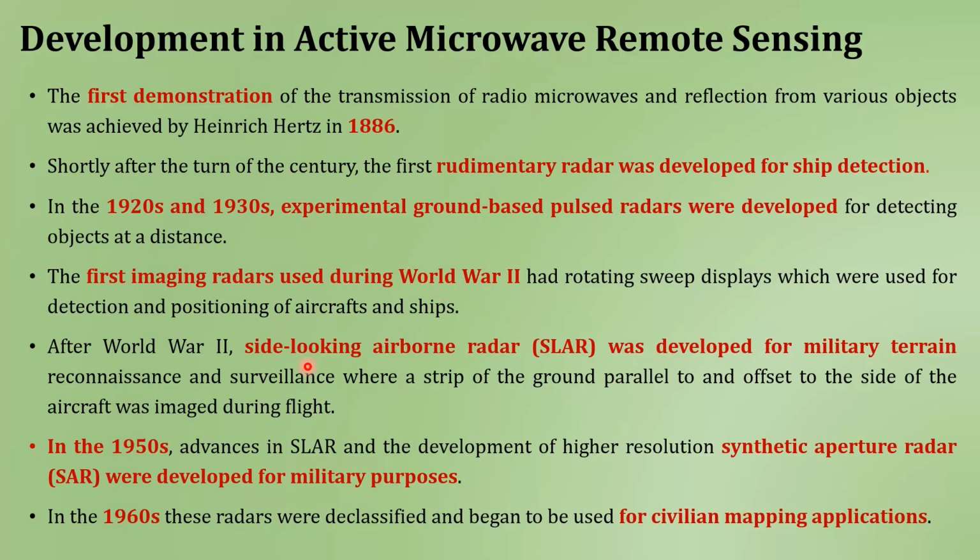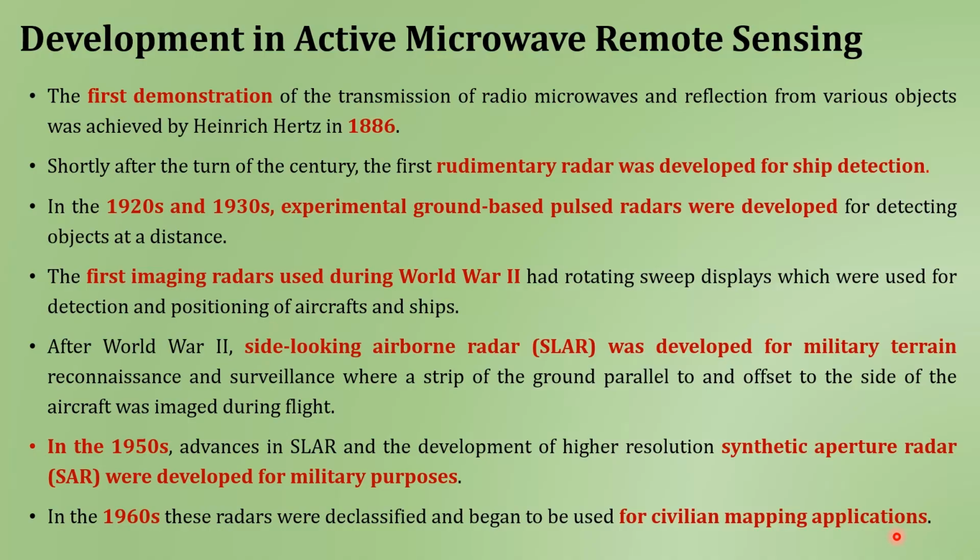After that, side-looking airborne radar was developed for the military terrain. In the 1950s, advances in side-looking airborne radar and the development of higher resolution synthetic aperture radar were made for military purposes. And in the 1960s, these radars were declassified and began to be used for civilian mapping applications.